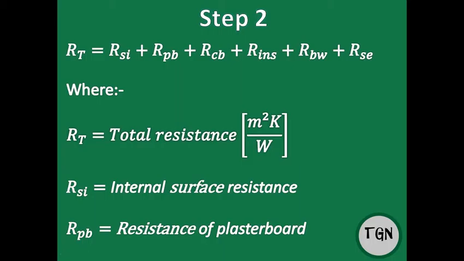Step 2. Now we have calculated the resistance for each layer, we shall sum them to determine the total resistance. You might be wondering where the annotation RSI and RSE have come from. These are the internal and external surface resistance values, which are usually already calculated for you and can be found in CIBSE Guide A.